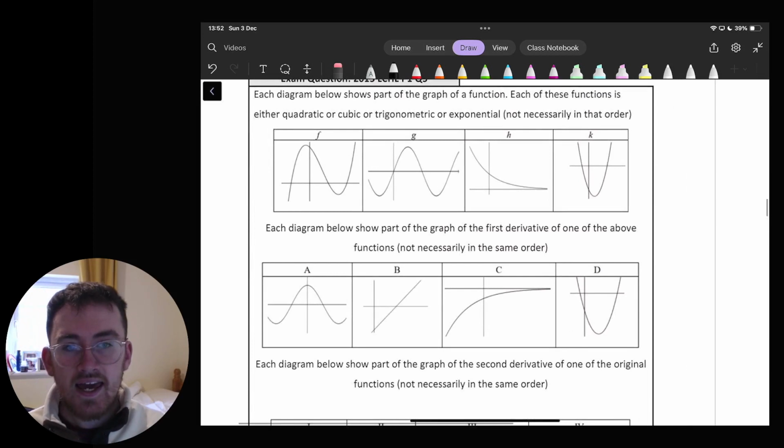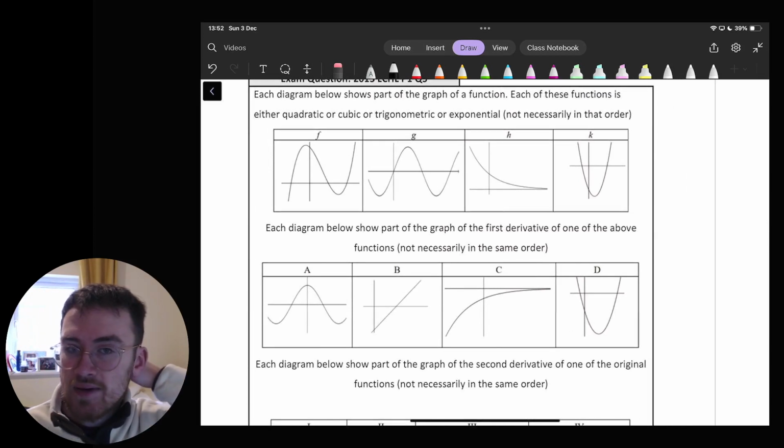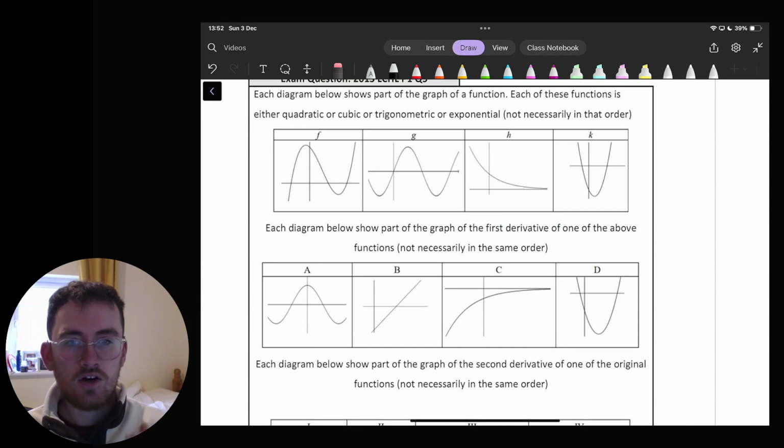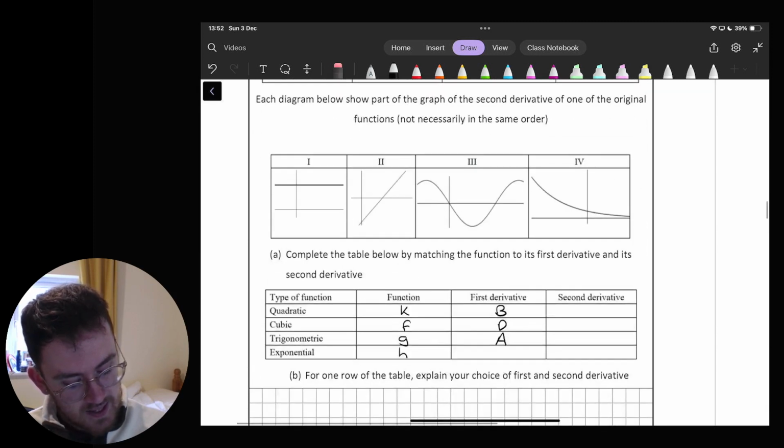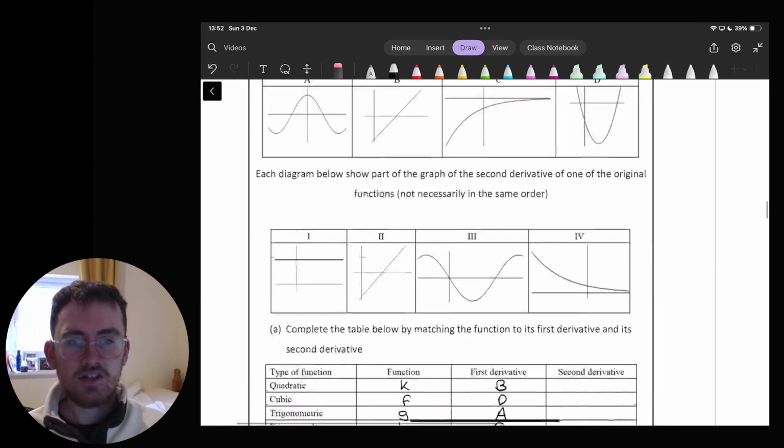Then a is a trigonometric function. It's actually a cosine graph, and I'm presuming that comes from the sine graph that I had at the top, and then that would leave c as the derivative of my exponential function.